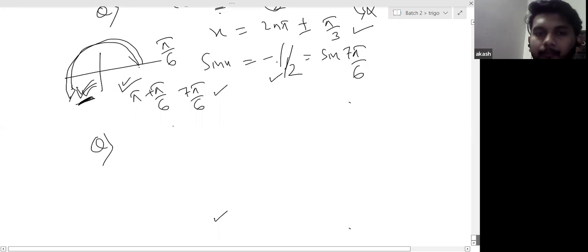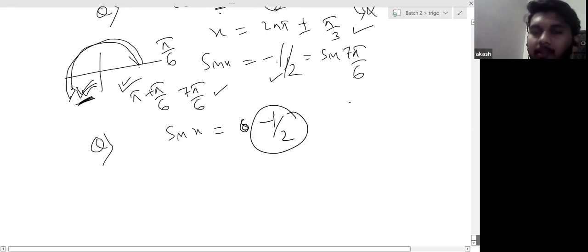Suppose I give you this question: sin x equals sin of minus half. So first we have to convert this into sine form. Suppose this is sine alpha. How to find this alpha angle? Sine is negative in the third quadrant.